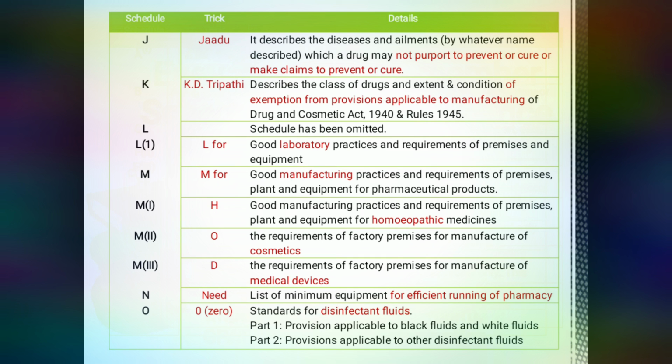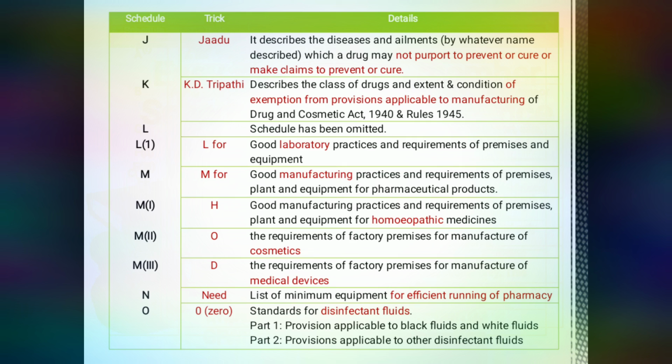Schedule M. M for manufacturing, good manufacturing practices. L for laboratory, good laboratory practices. L1, right? Because L is omitted. L1, good laboratory practices. Schedule M for good manufacturing practices. M1, M2 and M3. Your M is further divided into these three different types of schedule. So you can remember this by HOD. H, that is homeopathic. O, you can write it like HOD.